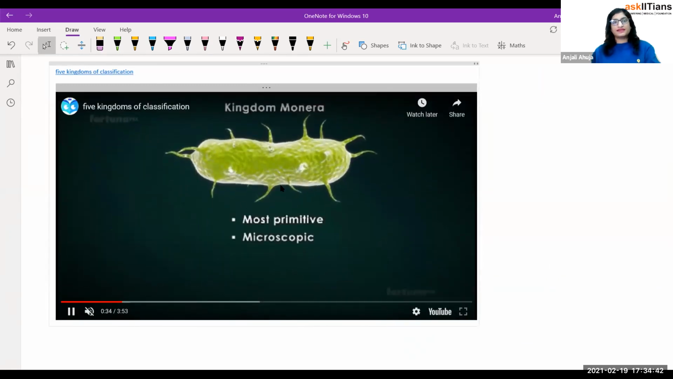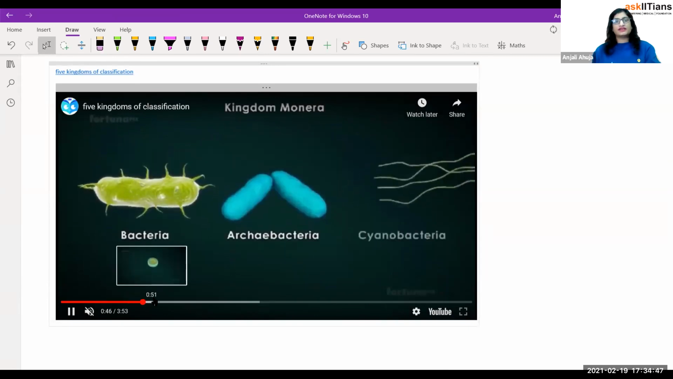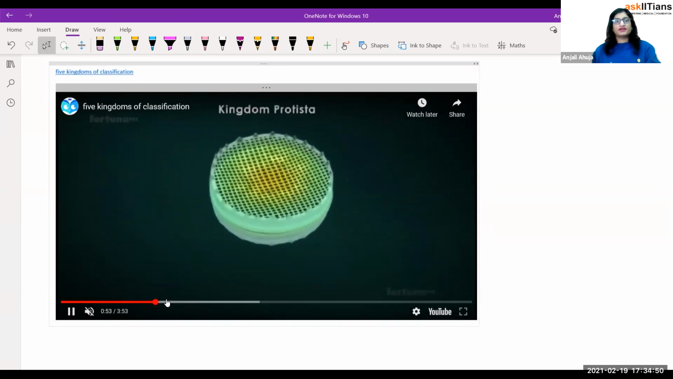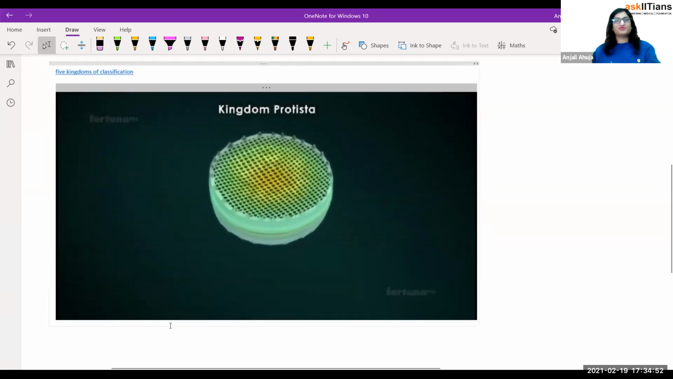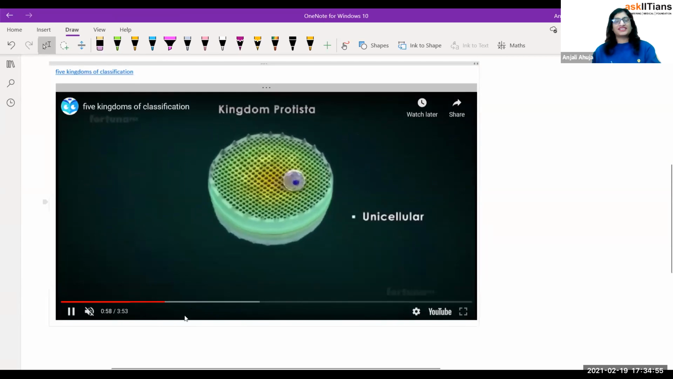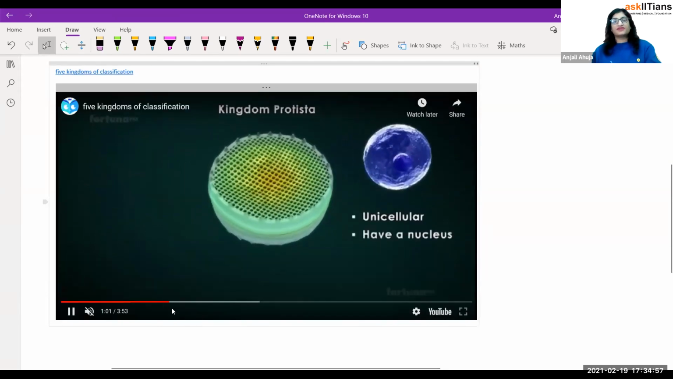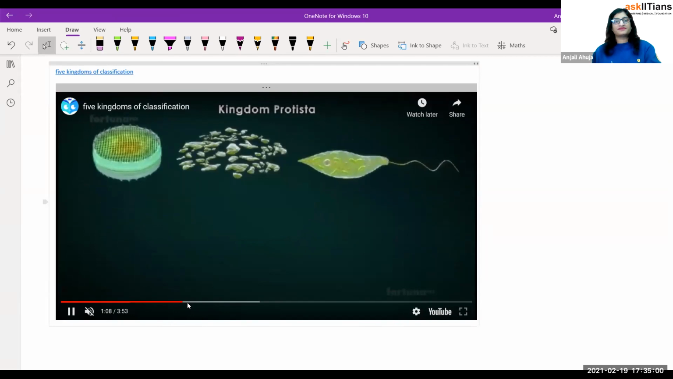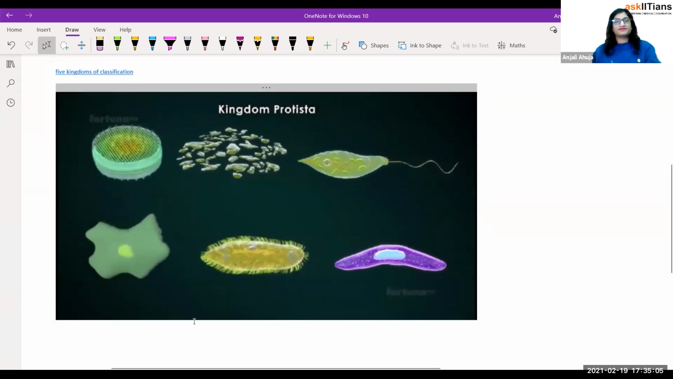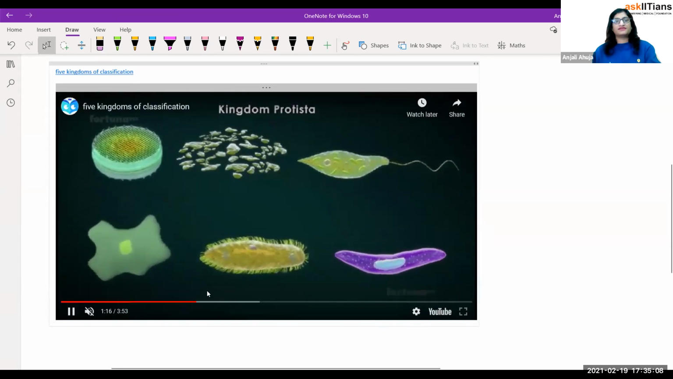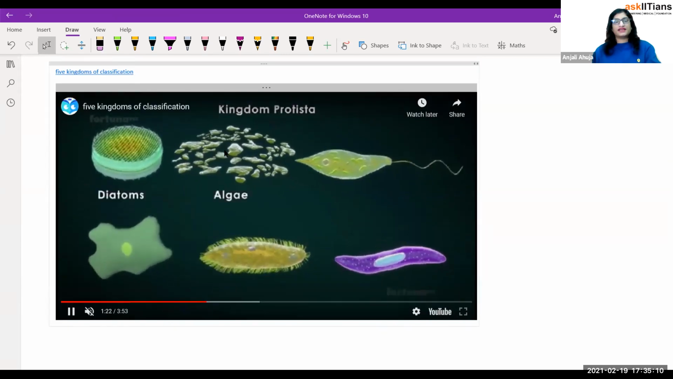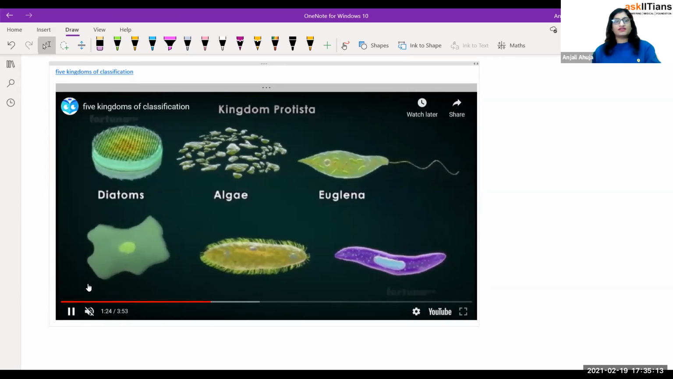So the first one is kingdom Monera: primitive, microscopic, unicellular, no nucleus, bacteria, archaebacteria, cyanobacteria. Then kingdom Protista. Protists are very beautiful, I tell you. That's a different world inside the microscope. Unicellular, have a nucleus. Examples: amoeba, paramecium, euglena, diatom. Algae is not in this. Algae is a separate category. Please neglect it in this video.